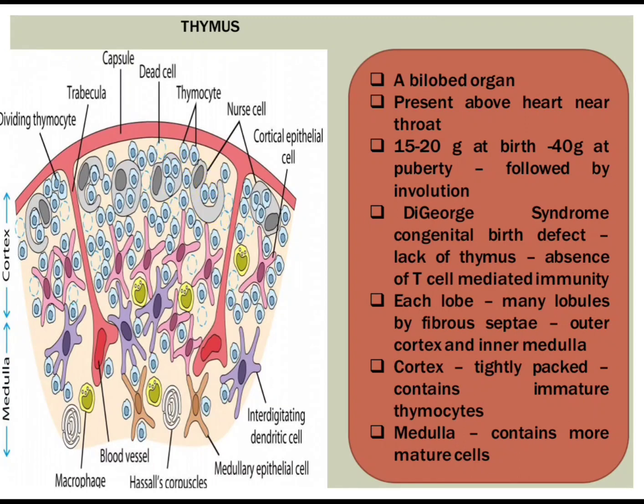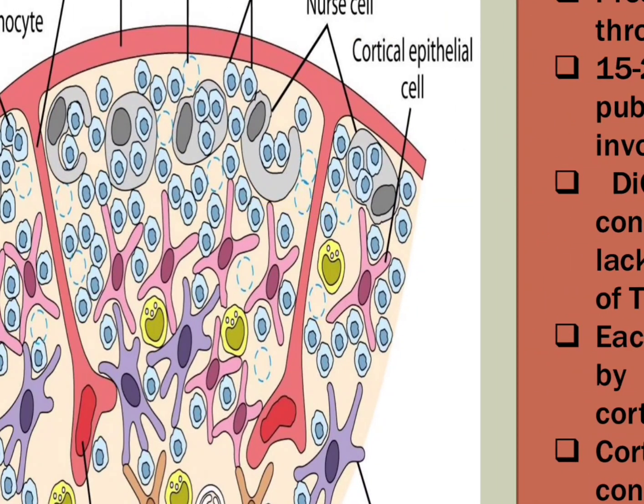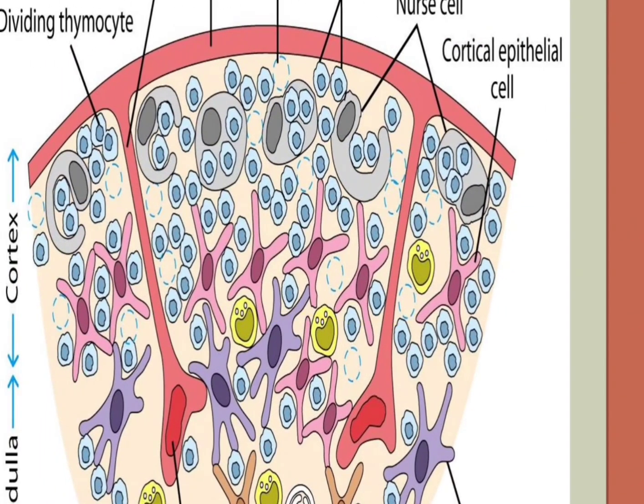Now these thymocytes, you can see these rounded structures, are present in the cortical region of the thymus. They are produced from the prothymocytes. Prothymocytes are the ones which are released by the bone marrow, and they reach the thymus as thymocytes. Now these thymocytes are the ones which ultimately mature into your T lymphocytes.